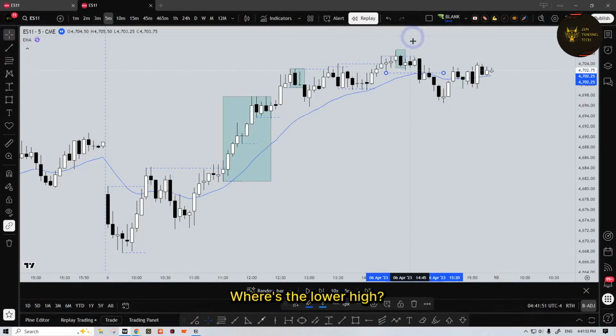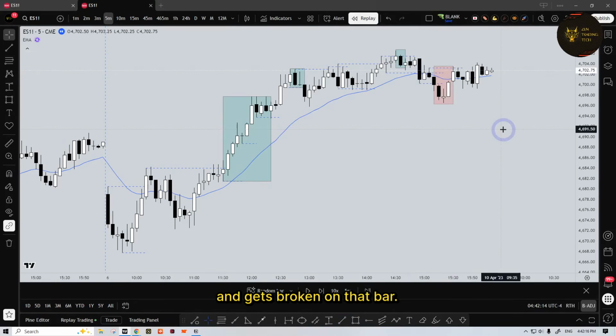But if you waited an additional hour for it to confirm, then the market gave you a variety of very strong long entries for a swing. It also happened to be an opening range breakout trade, which usually sets a further away target, which should give you plenty of time to take that trade. Where's the lower high? Here. Now we break it. As soon as we get a new low, we're bearish. It gets broken on that bar.